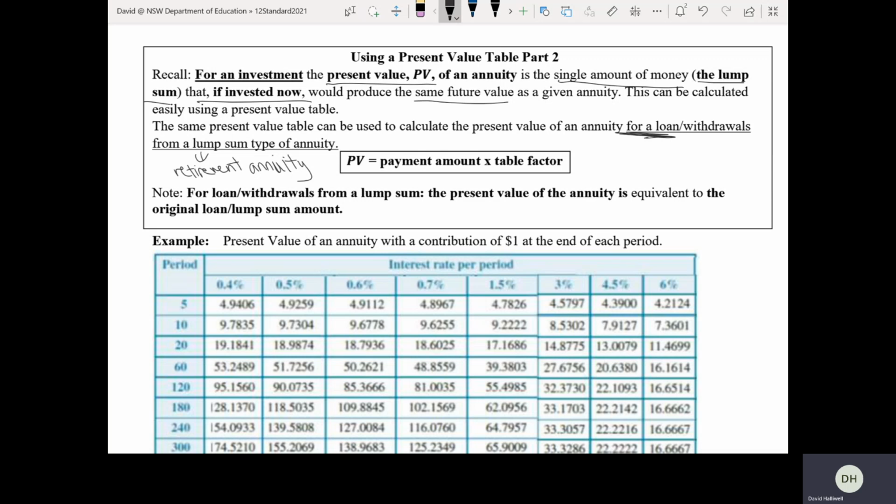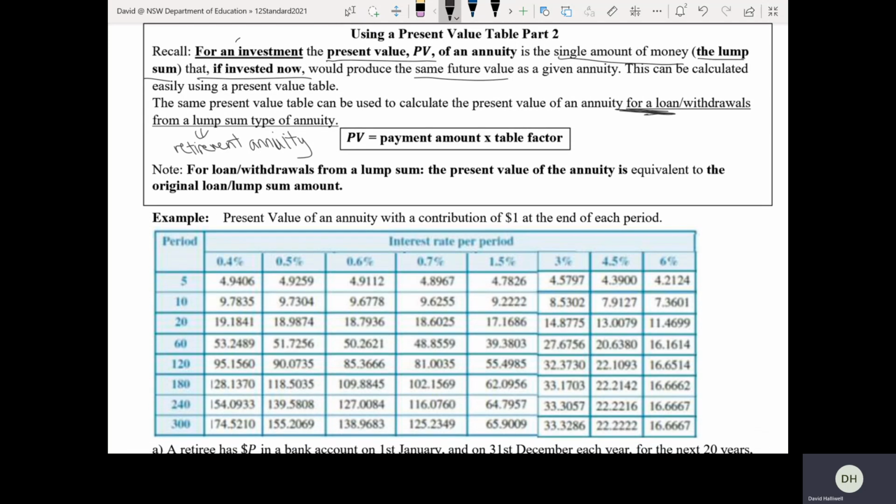The nice thing about these particular questions is you use the exact same table and the exact same method. The only thing that's different is the interpretation of what exactly you are calculating. For an investment type question, we think of the PV as the lump sum that you could invest now to give the same future value. But loans are different because eventually you pay off the loan at the end. It's a bit different. So what is the present value of an annuity for a loan or a lump sum?